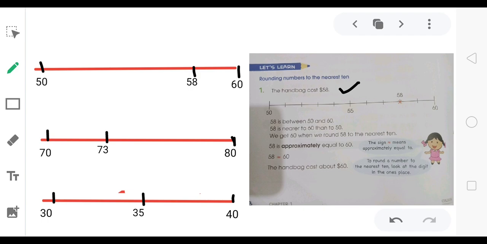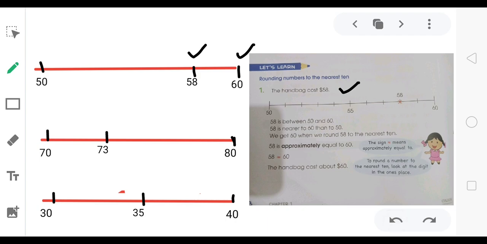Just keep in mind one thing. 58 means the value of 5 is 50 and the value of 8 is 1. Listen to me carefully. The value of 5 is 50 and the value of 8 is 1. So it means 58 lies between 50 and 60. It lies between two tens. That one is 50 and the other one is 60. But how will you know what the final answer will be?